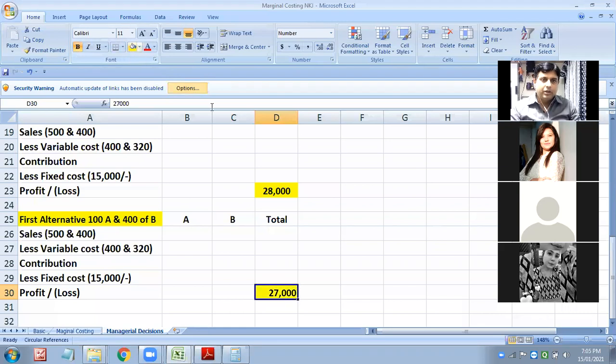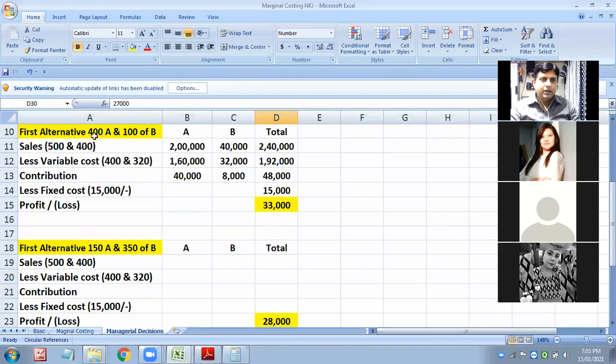So the best mix is what? Best sales mix is 400 and 100, Option B. Thank you very much.